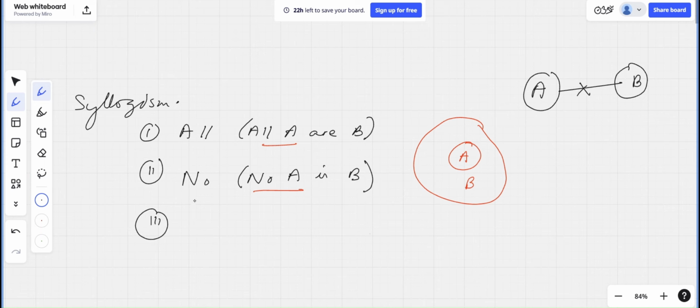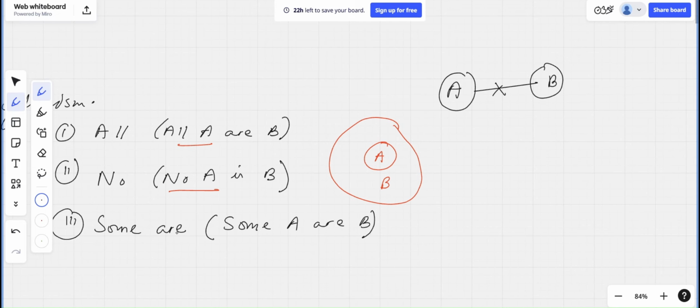And the third type of question is the "some" questions. Some A are B. If it says some A are B, it means this is A. Some means just some, like this. You get it?